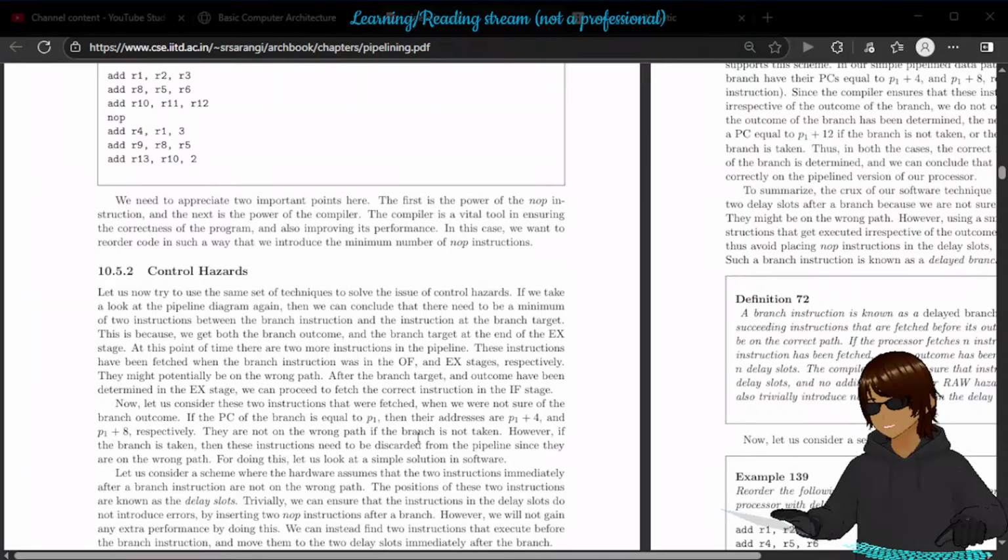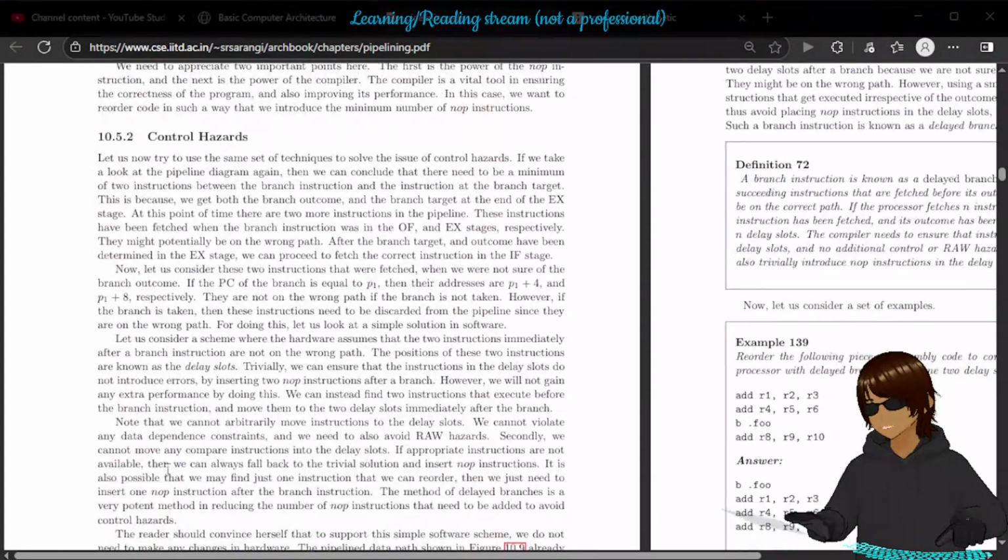However, if the branch is taken, then these instructions need to be discarded from the pipeline since they are on the wrong path. For doing this, let us look at a simple solution in software. Let us consider a scheme where the hardware assumes that the 2 instructions immediately after a branch instruction are not on the wrong path.